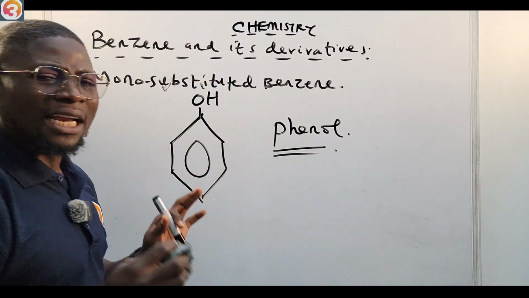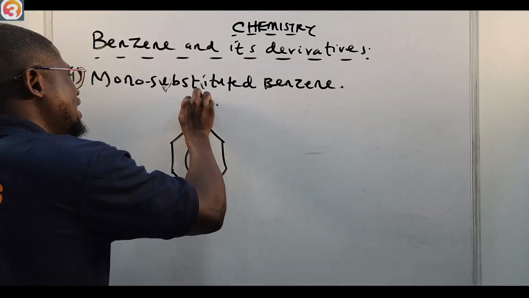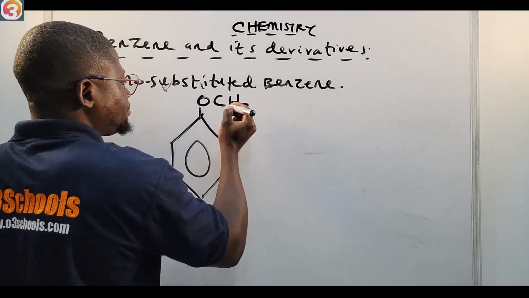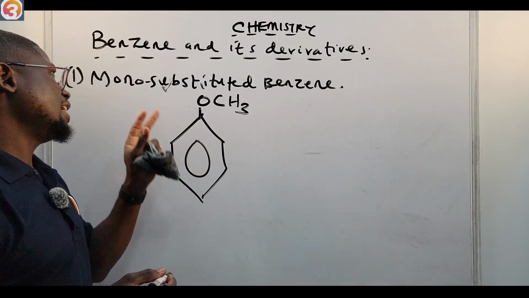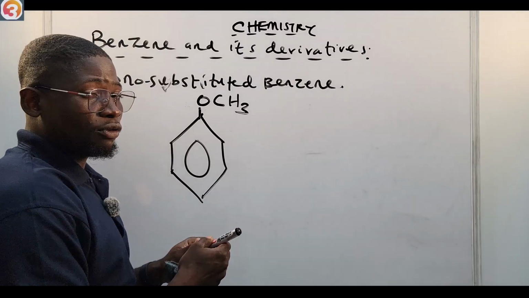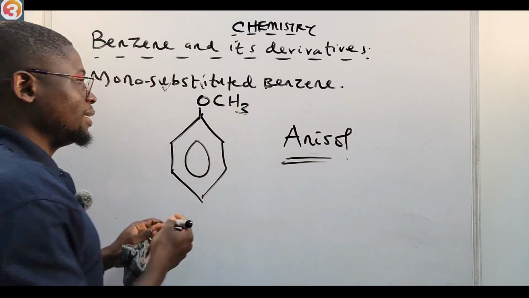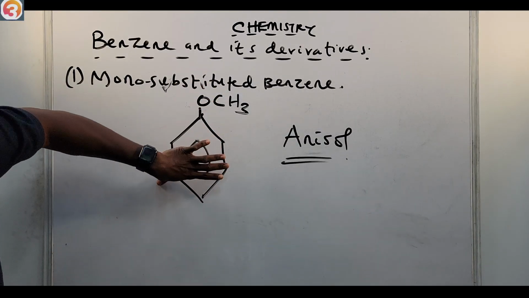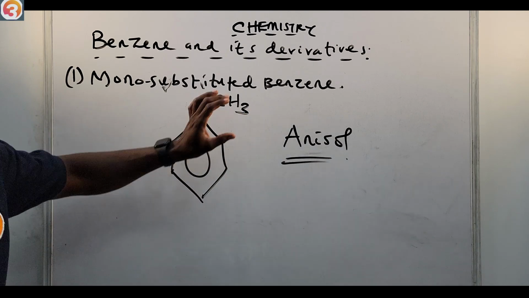What about if it is not an OH group? Let's say, for example, it is a methoxy group attaching itself to this benzene ring. If I have a methoxy group attaching itself to a benzene ring, it's still a monosubstituted benzene. Because of that, we call this benzene type compound anisole. So when we have a methoxy group attaching itself to a benzene ring, we call it anisole.